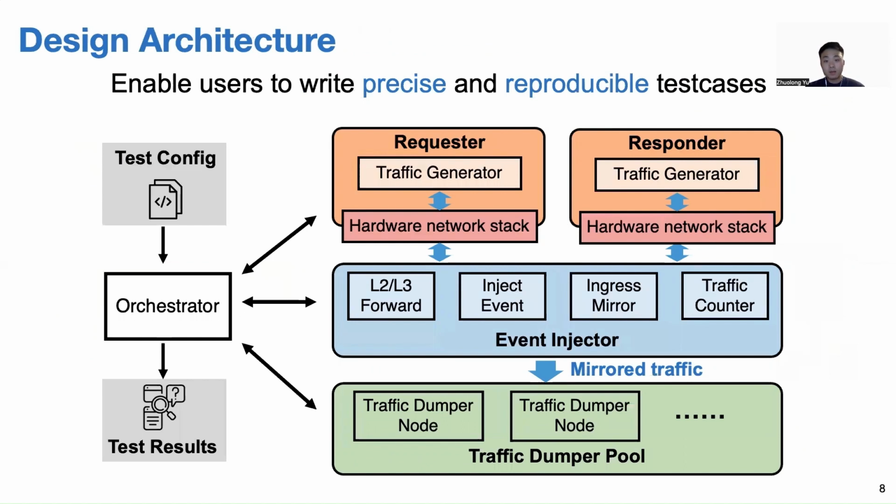Here we show the architecture of Lumina. We have four components: orchestrator, traffic generator, event injector, and traffic dumper. To run a test, the orchestrator will take a configuration file as input and sends RPCs to each component to coordinate the executions. Our goal is to support users to write precise and reproducible test cases.